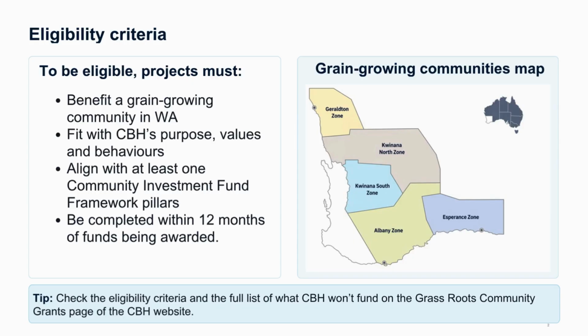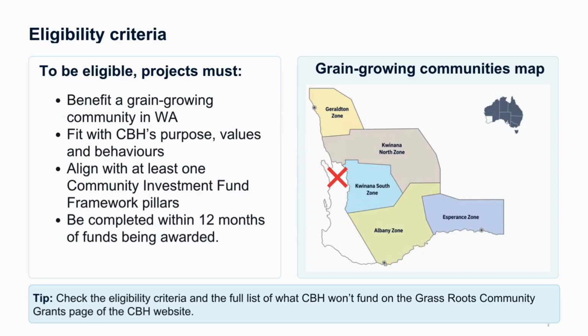Before you start, let's make sure your project is eligible. To qualify, your project needs to benefit a grain growing community here in Western Australia, and it should fit with CBH's purpose, values, and behaviours. It also needs to align with at least one pillar of the Community Investment Fund framework and be completed within 12 months of receiving funding.